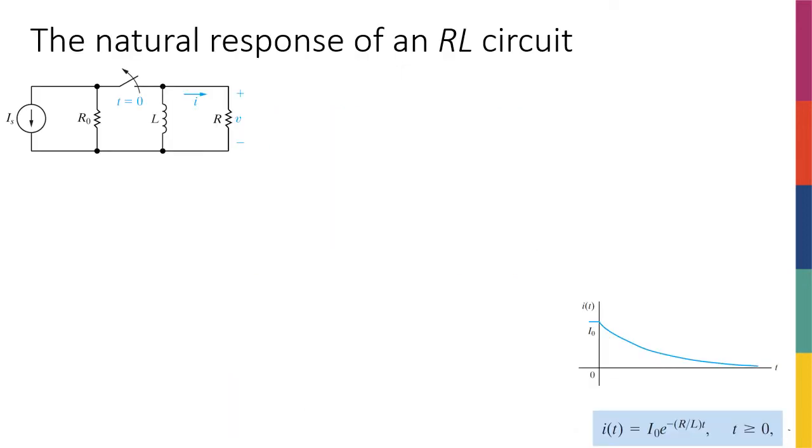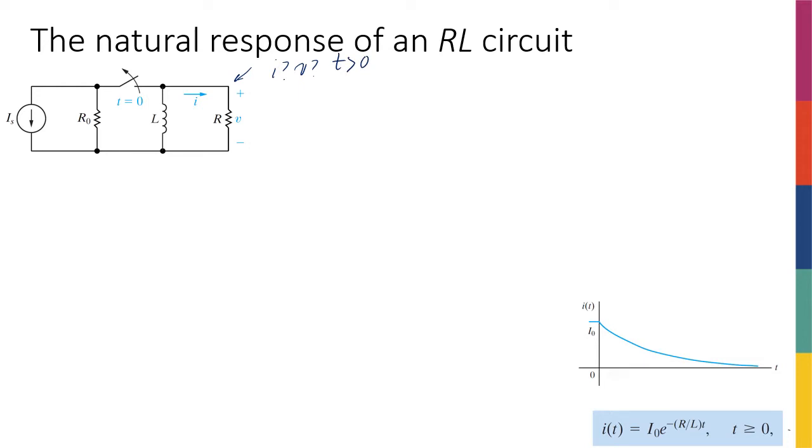So the first concept that we're going to talk about here is the natural response of an RL circuit. Why natural response? Why do we call this RL? You're going to learn that by the end of this slide. But for now, let's just focus on the circuit. Let's say that a circuit like this is given to us, and the question is telling us to find I and V, for t greater than 0.